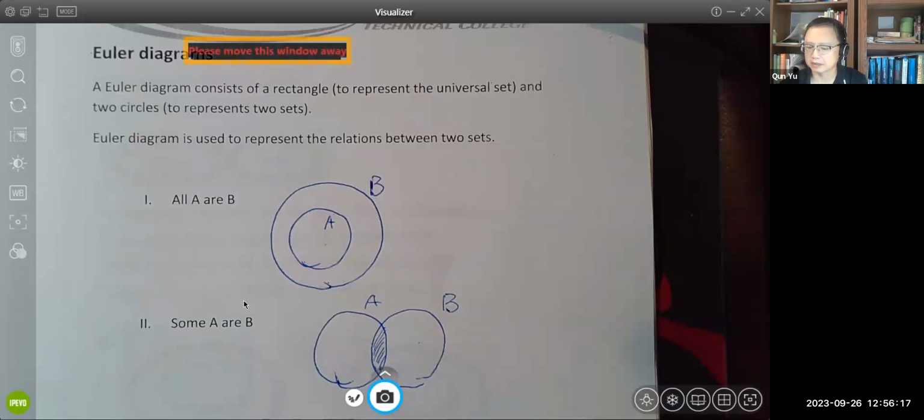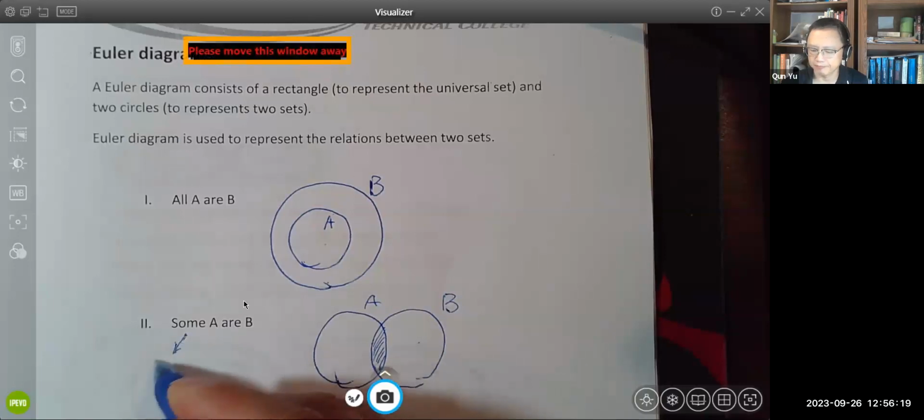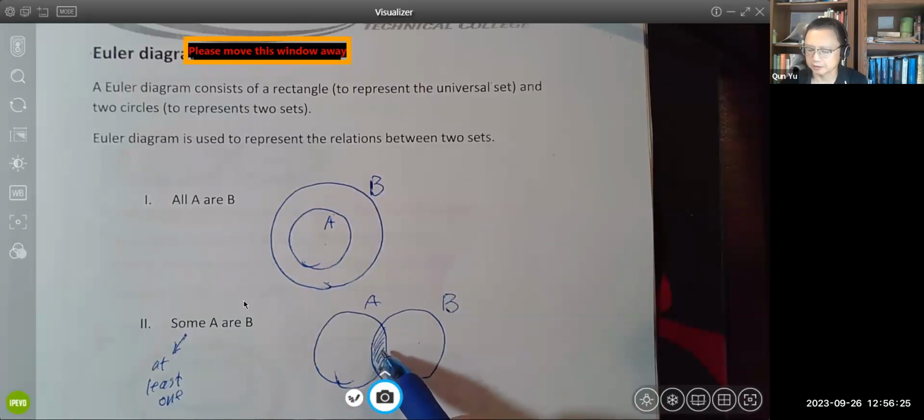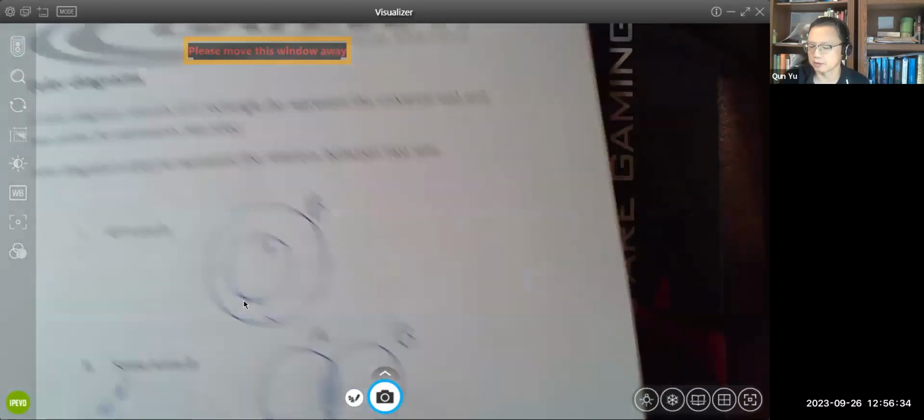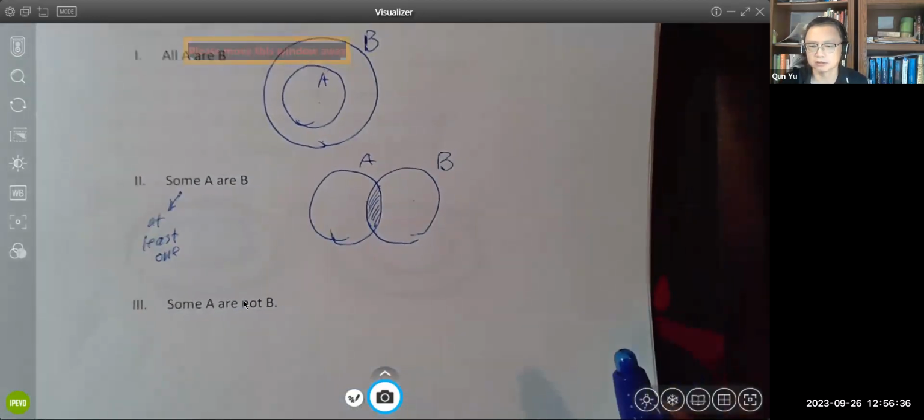"Some" in logic means at least one. So that means there's at least one element in A that is in B. So some A are B. That's the second relation between A and B. It's two circles overlapping.